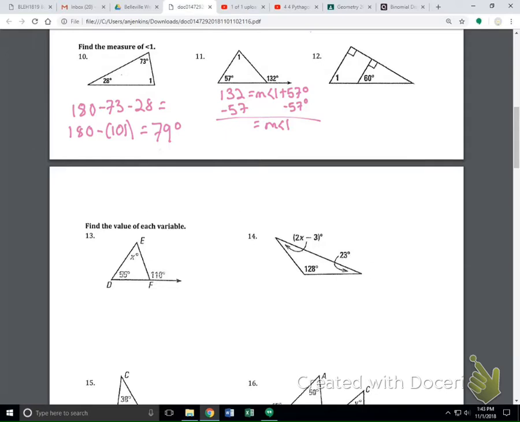Do you guys agree with him? He says it's 75. Yes? So we see that it is 75 degrees.